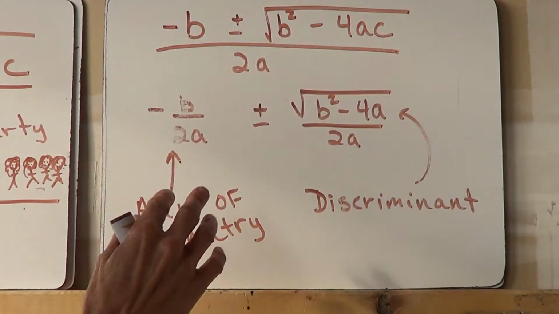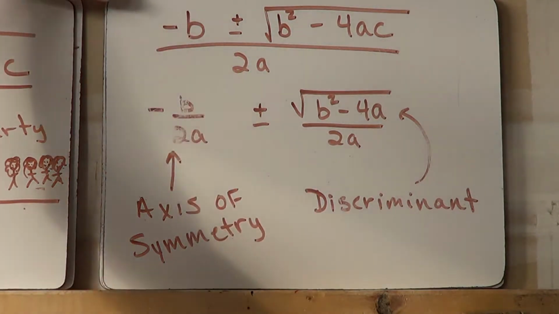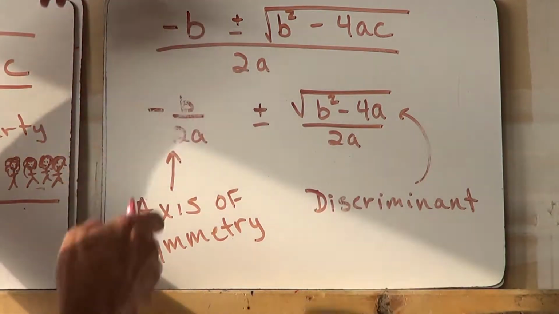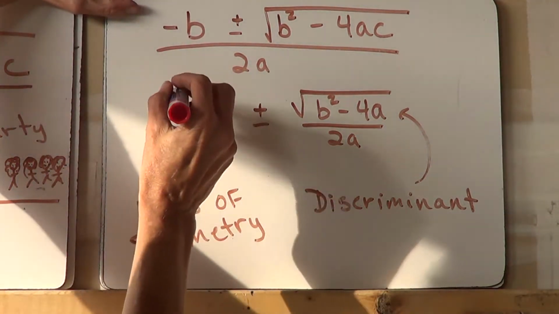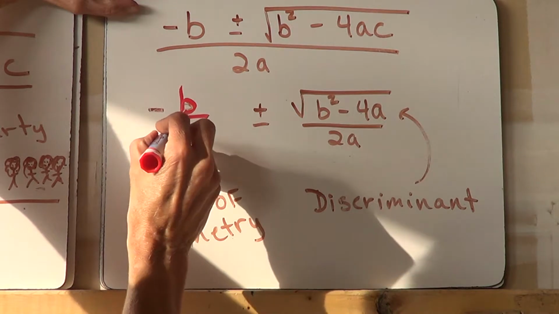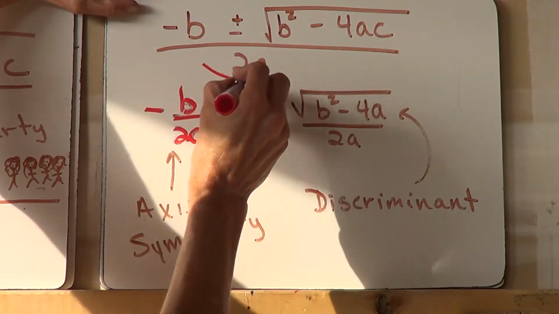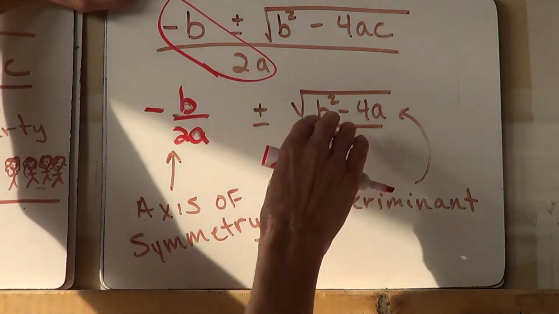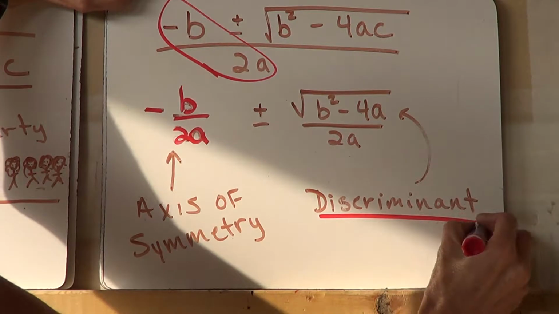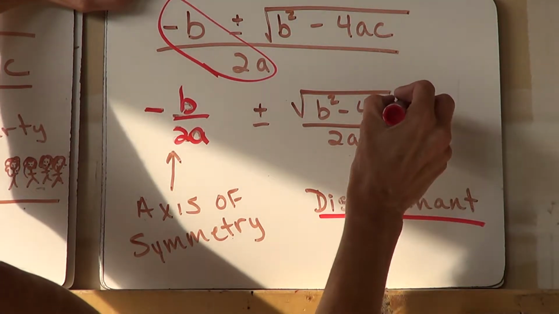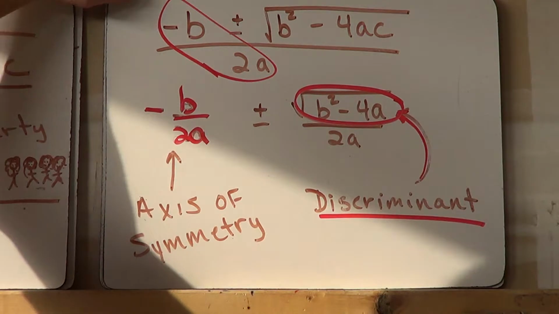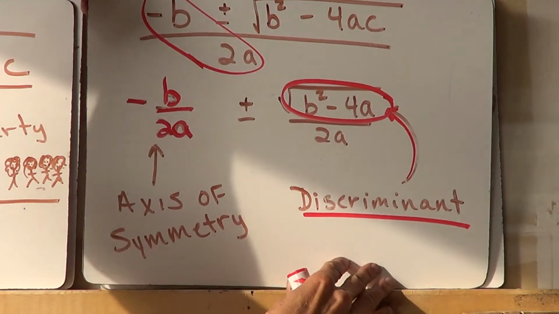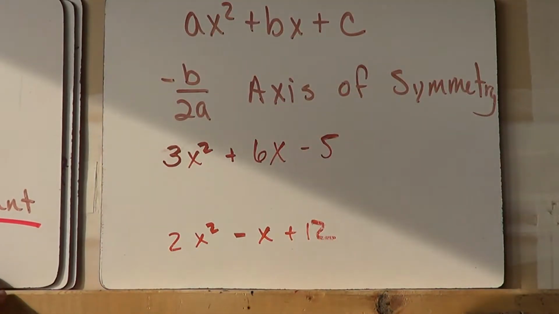Now, let's look at that quadratic formula. A couple things that I want you to see in it. First off, when you're graphing quadratics in standard form, you need to find the axis of symmetry by taking negative b over 2a. Well, right there is negative b over 2a. Okay? Over here, the discriminant is right inside here. It's super important too. And the discriminant helps us determine how many solutions we have.